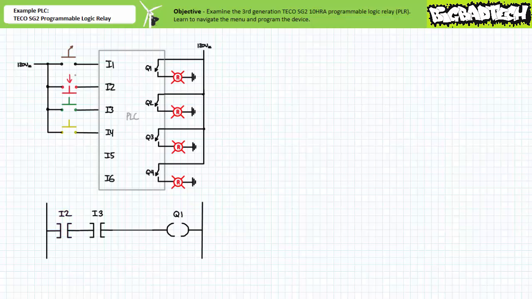When only the red push button is actuated, the now open red push button sends a logical 0 to input 2, and the normally open green push button sends a logical 0 to input 3.